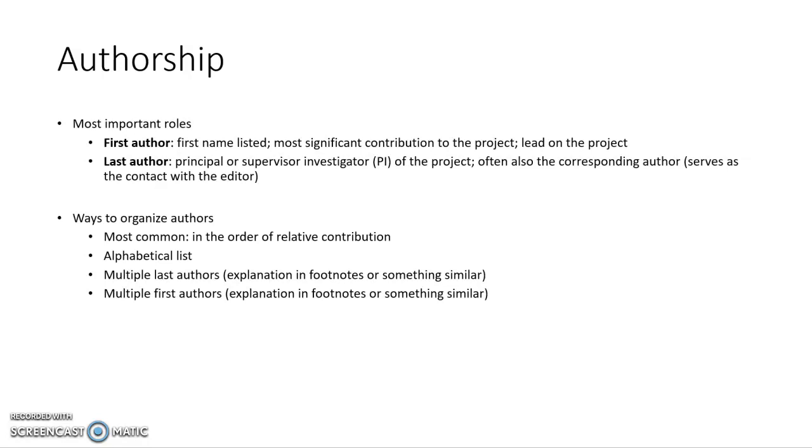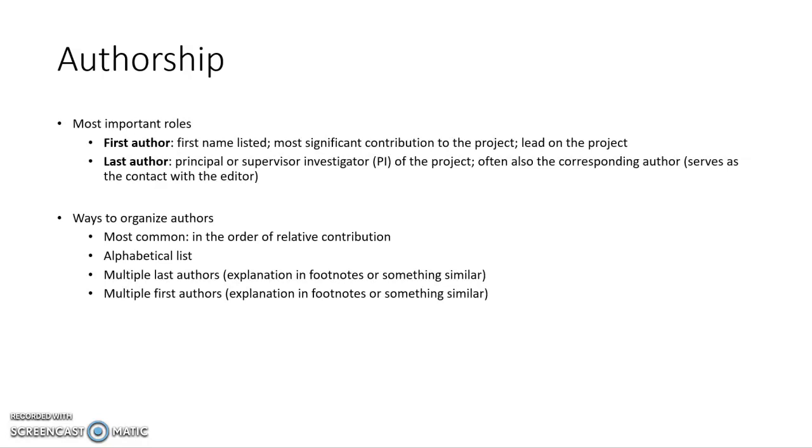But again, the most common way to organize authors is the order of relative contribution. So if you have a list of, let's say, 8 authors, the first 2 or 3 authors are the ones who are most heavily involved. The last one is usually the PI, or what they call the head honcho, whatever terminology you want to use. And in between, in order of relevance, are folks who have contributed to the work.